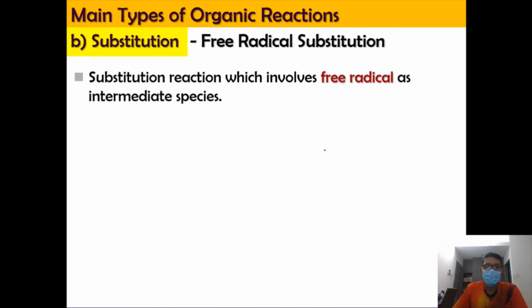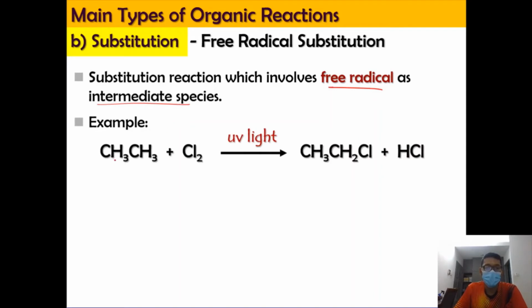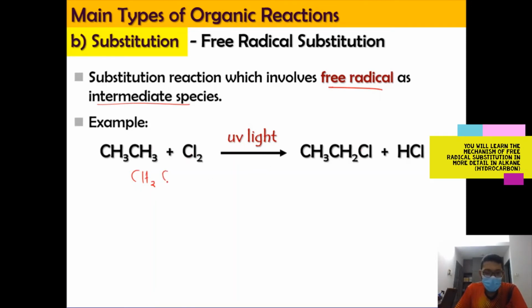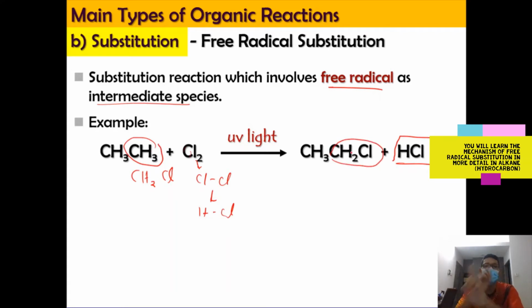So the free radical substitution is basically a substitution reaction which involves a free radical as the intermediate species. For example, if we have ethane here, so CH3Cl plus Cl2. So as what you can see here, one of the hydrogens is going to be substituted by chlorine. Meanwhile, one of the chlorines here, ClCl, is going to become HCl in the product. Okay, so it starts with CH3, but now it becomes CH2CH3 because it is being replaced.